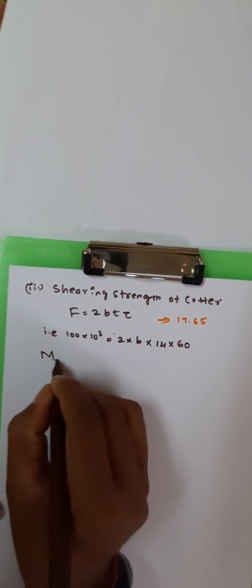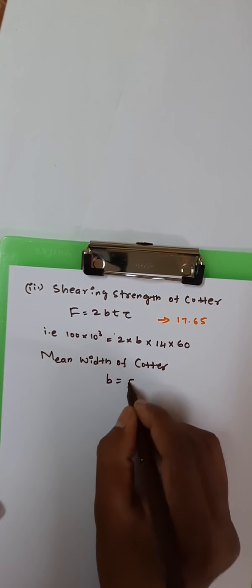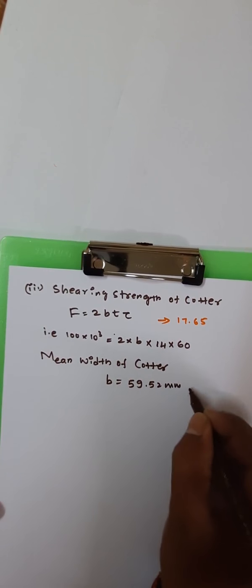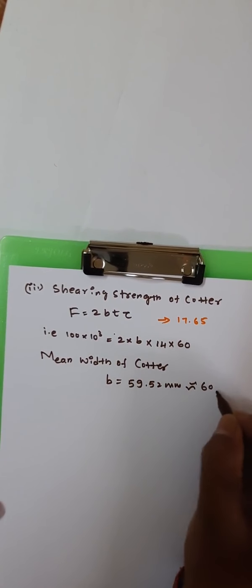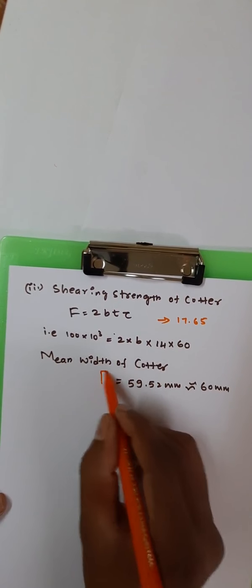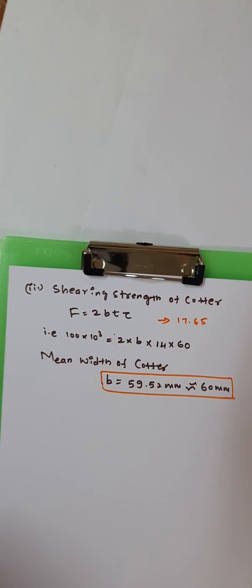If we simplify this entire term, we'll get the mean width of the cotter B is equal to 59.52 mm, which is also equal to 60 mm. So this is the value of the width of the cotter.